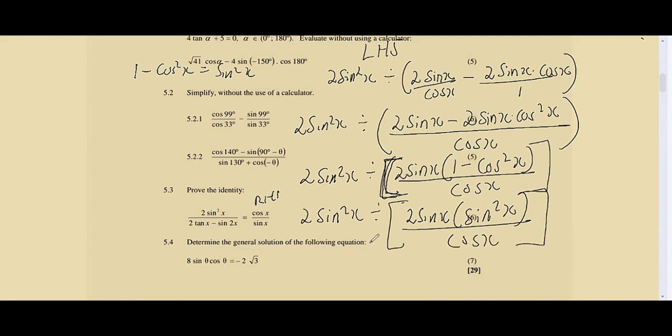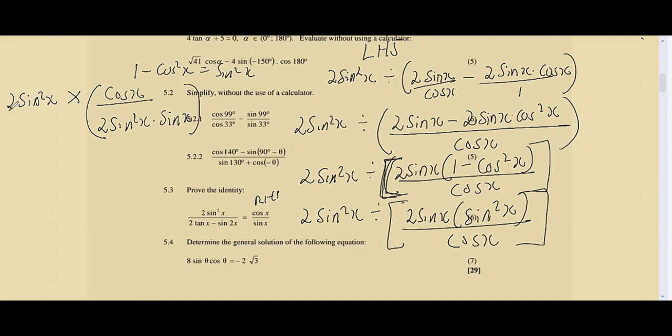Now, using our tips and tricks, this is now 2 sine squared x multiplied by... if we change the divide sign to multiply, then the denominator becomes numerator and numerator becomes denominator. So this will be cos x over 2 sine squared x multiplied by sine x. So I just simply multiplied this one.